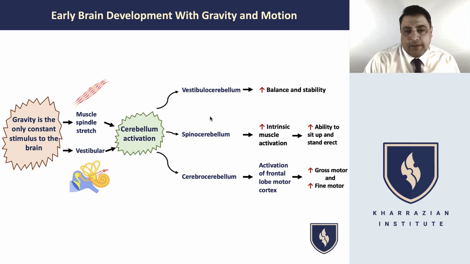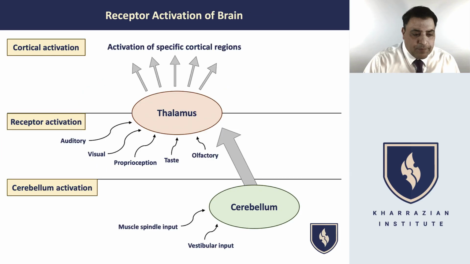So as the cerebellum starts to develop, the cerebellum activates different pathways within its structure, and in the midline area of the cerebellum, you have an area called the vestibulocerebellum that starts to integrate these inner ear receptors with pathways in the brain involved with balance and stability. The cerebellum activates the very midline structures of its structure called the spinocerebellum. Let me go back here.